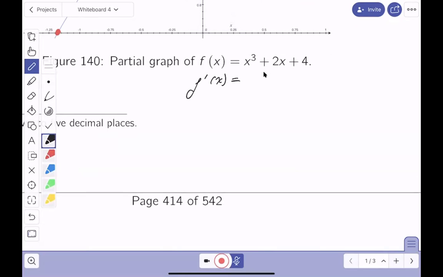Fairly easy to do. What do you get? 3x squared plus 2. All right, I'm going to write a general form down in Newton's method. And let me put this down for you. So what do I get over here?